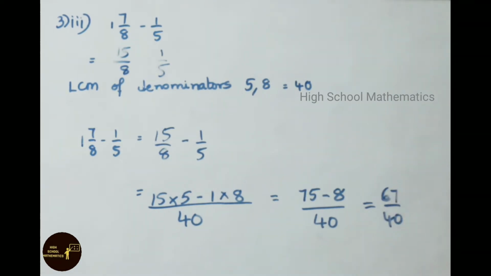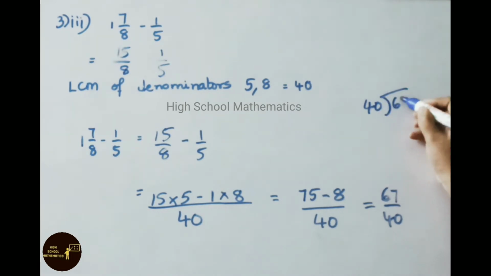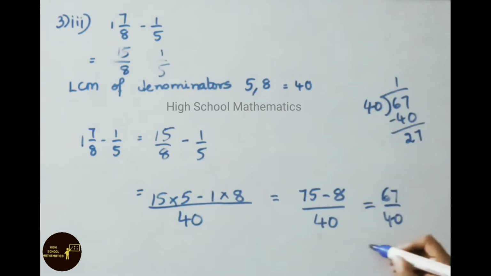This is an improper fraction. This can be simplified or converted into a mixed fraction by doing division. 40 1s are 40. Let us do subtraction. 67 minus 40 is 27. So the improper fraction 67 by 40 is converted to the mixed fraction 1 27 by 40.